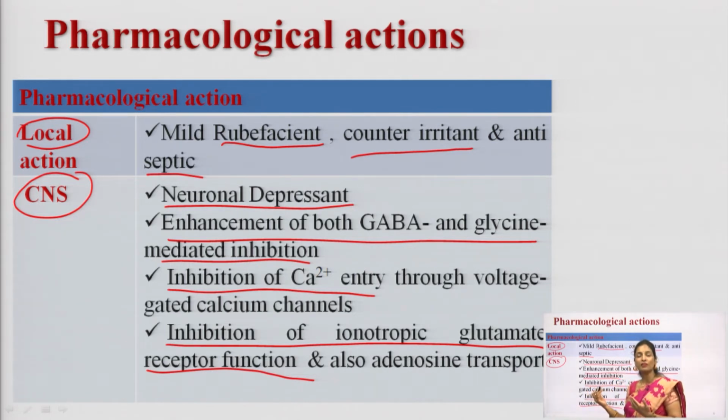What are the CNS effects of alcohol? First, it causes CNS depression; neuronal depression is one of the major actions of alcohol. Apart from that, it enhances GABA and glycine action, and it inhibits excitatory neurotransmitter action like glutamate and promotes inhibitory neurotransmitter action. Okay. Apart from that, it will inhibit the calcium channels. Okay. These are the actions on the CNS.